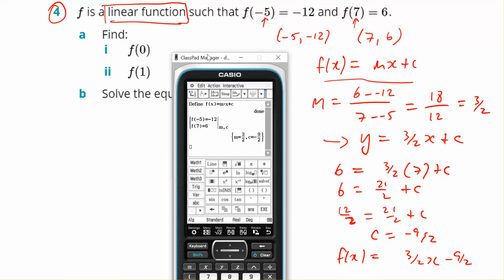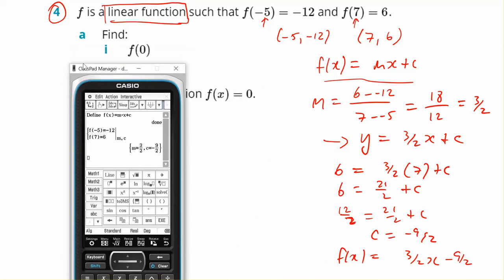Now, for part A, we want to find f of 0 because we've already got our function, f of x equals 3 over 2x minus 9 over 2. Now, if you're going to use the calculator all the way through, you've got to make sure you redefine your function because we've already figured out what our m and c are, so you're going to sub that in. So my m is 3 over 2, so you're just going to write 3 on 2 times x plus c. Our c is -9 over 2. So we've redefined our function. Great. So our function is now 3 on 2x minus 9 over 2.